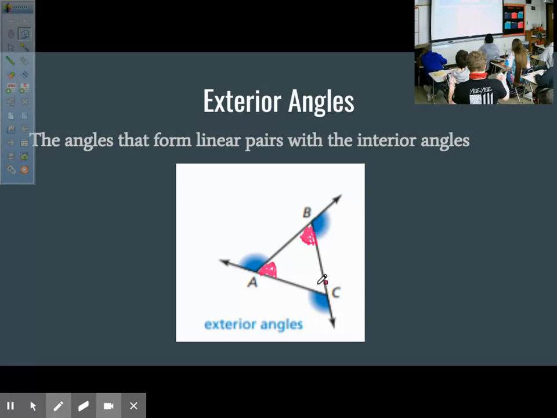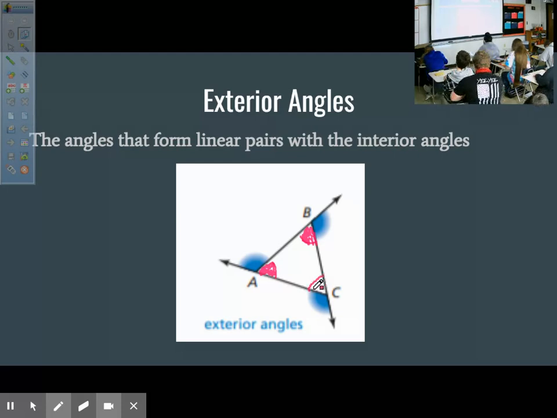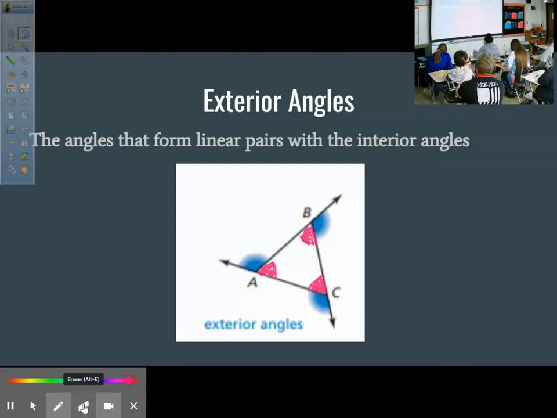Alright, so when you're finished, your top picture over there should look something like this. So, in order to find these angle measures, you're going to need to know sometimes that these 2 angles form a linear pair, which means they add up to 180.